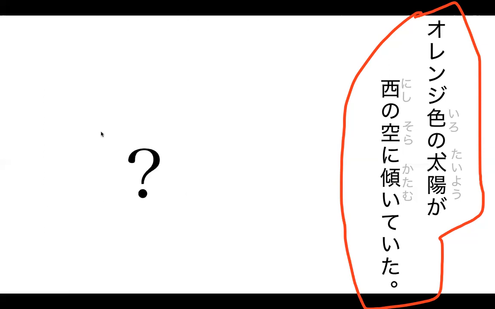Yes. What if this was a sentence? Could you read it for me once more? Orange iro taiyu nishi no sora katamuteita. How has the meaning changed? So it became a ta, which means it's now the past. So the sun has already set to the west. That's exactly what it means.